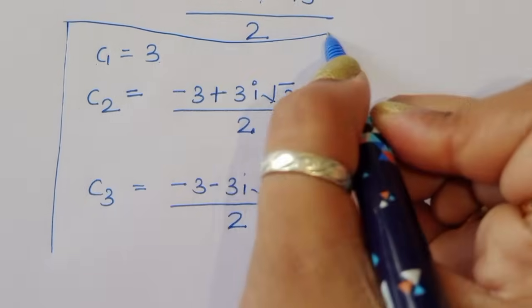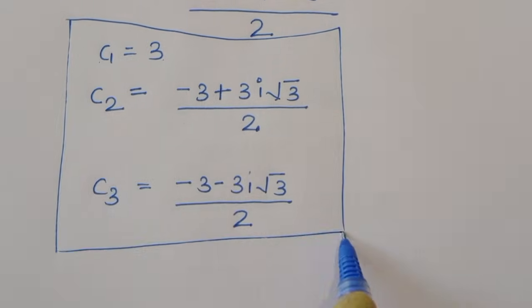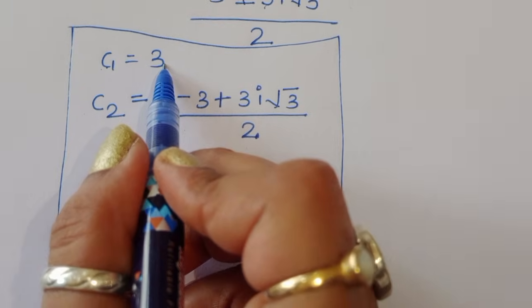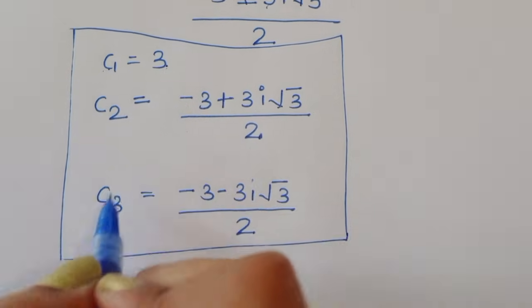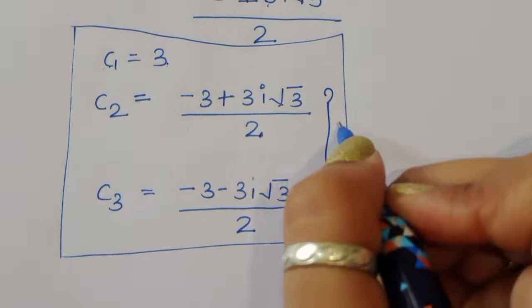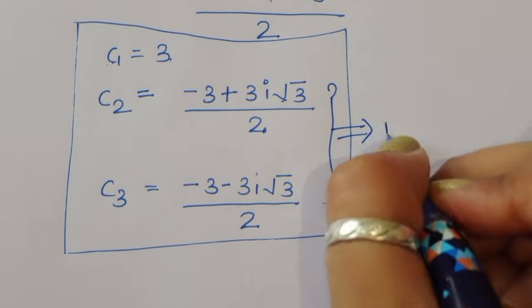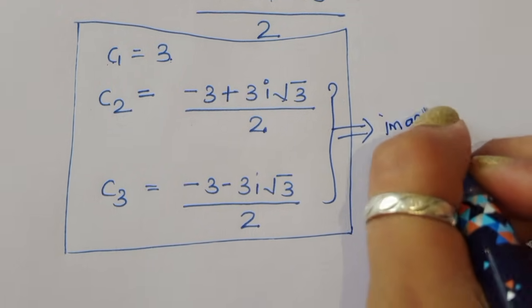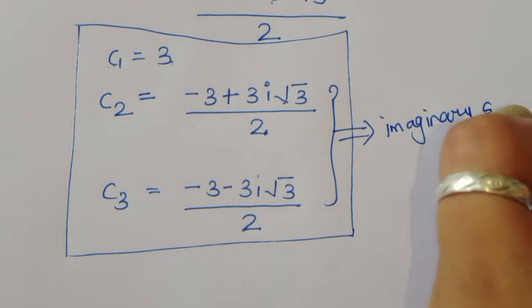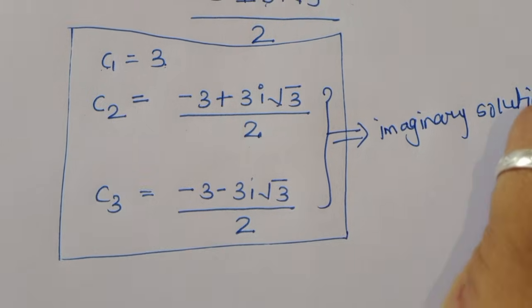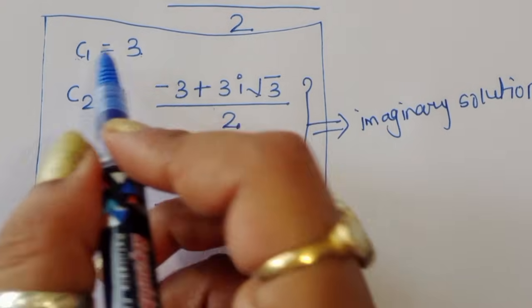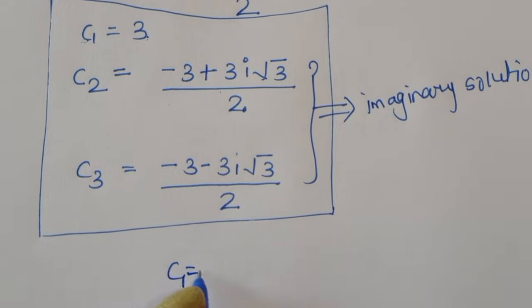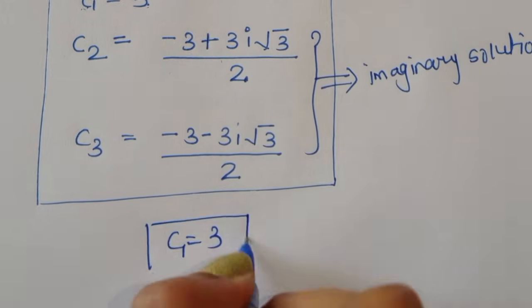So these are the 3 values c1, c2 and c3, but c1 is a natural number, and c2 and c3 you can see here are imaginary numbers, imaginary solutions. So we can reject c2 and c3, so c1 is equal to 3. This is the real solution for this equation.